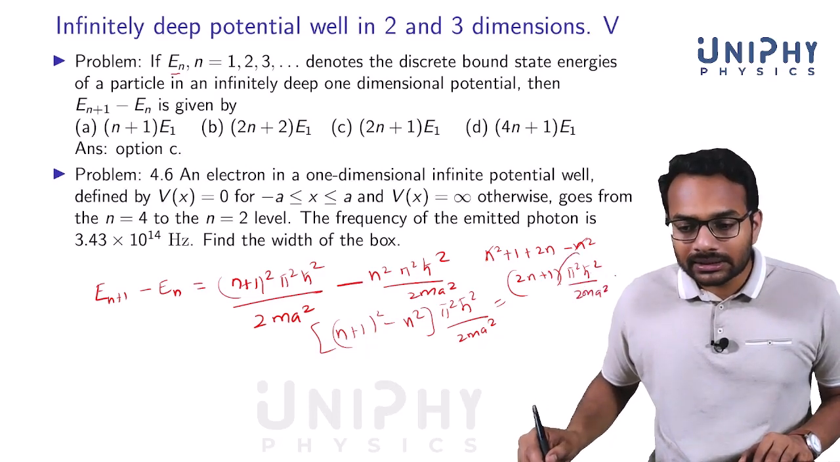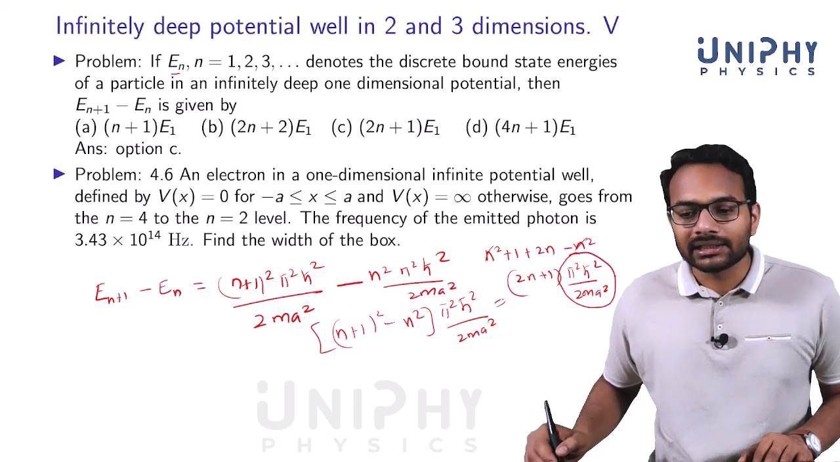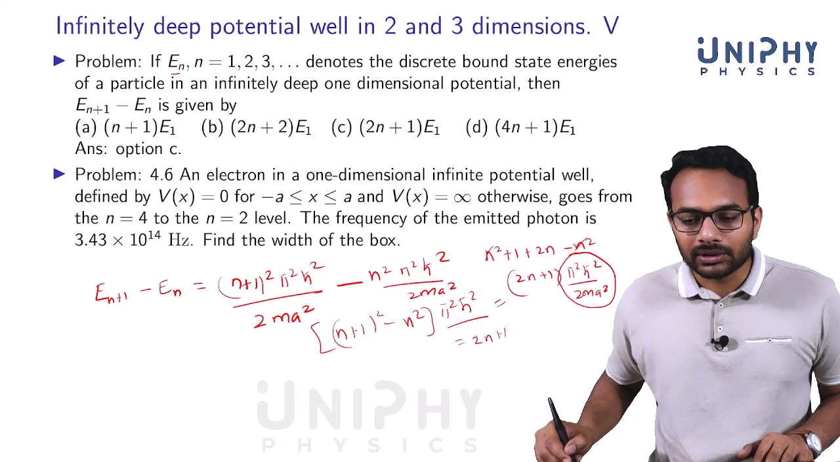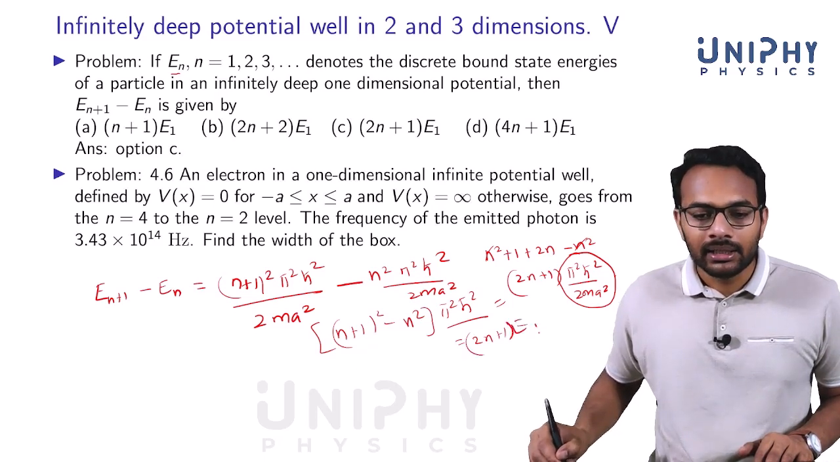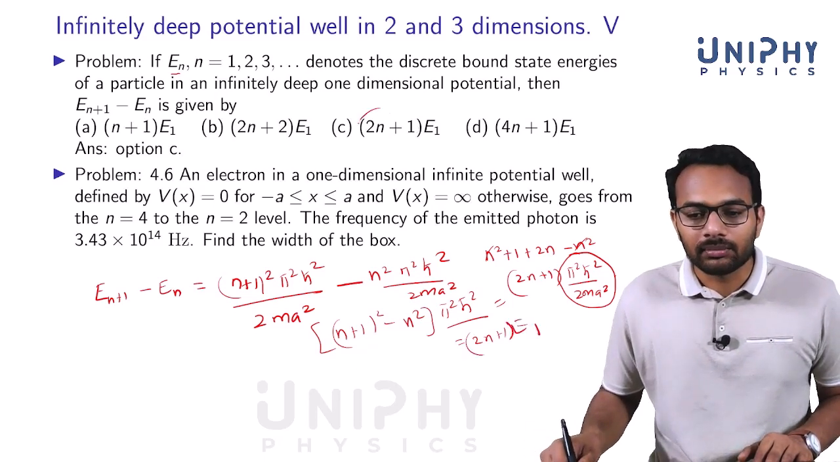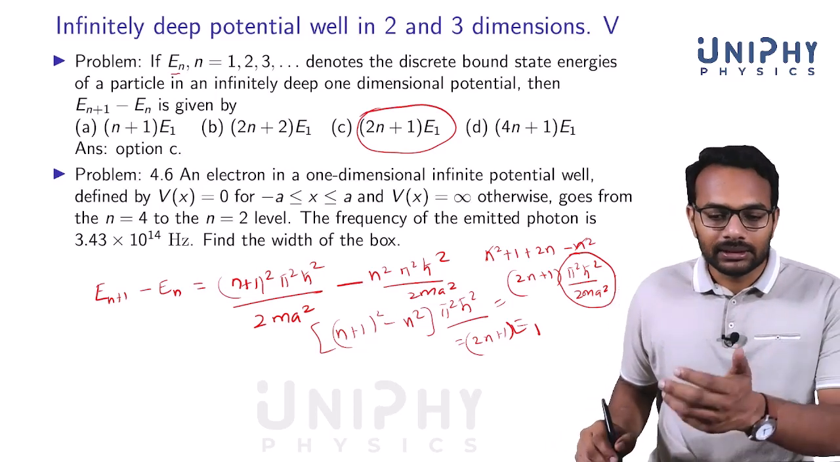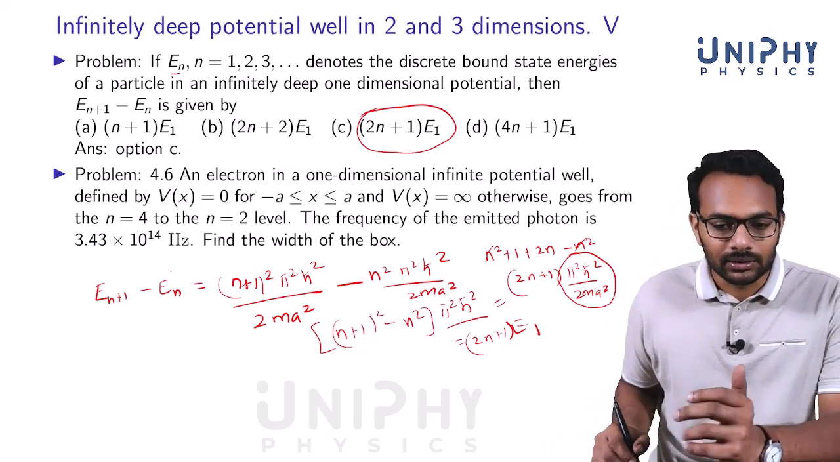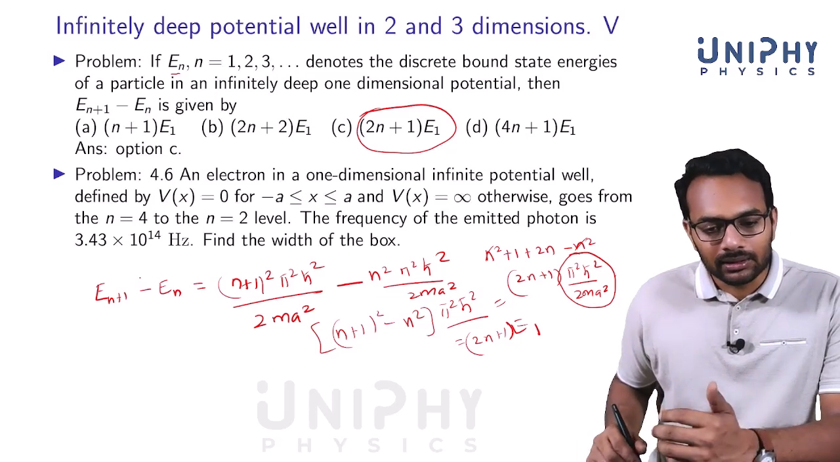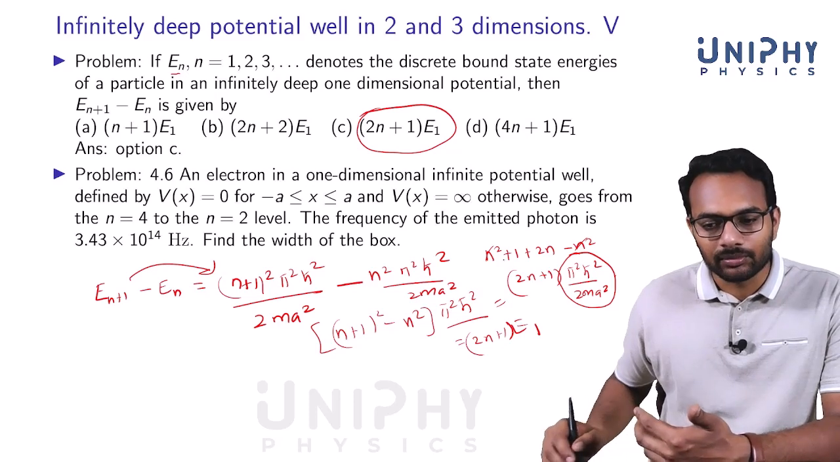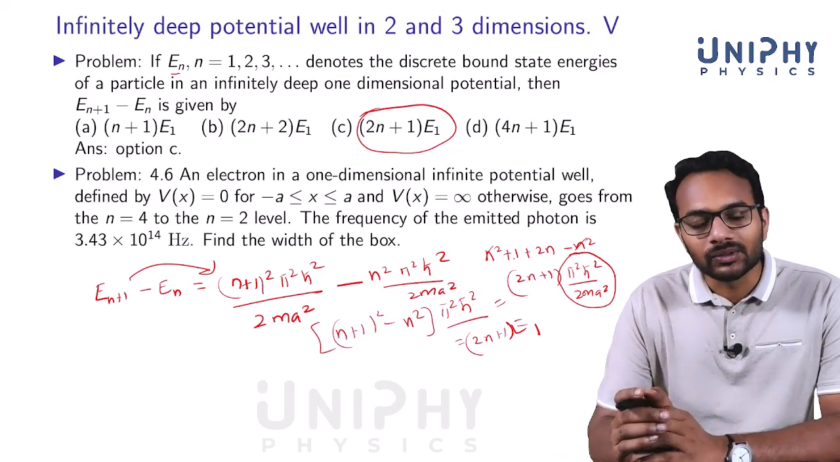Okay. Now what is this? This is the energy eigenvalue corresponding to n equal to 1. So you can write it as 2n plus 1 multiplied by E1. That's the answer that we have here. I hope this is clear. This is not very difficult. You know the expression for En, so you just write them and subtract them. That will give you 2n plus 1 times E1.